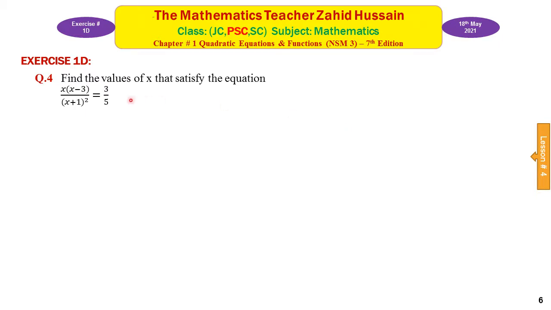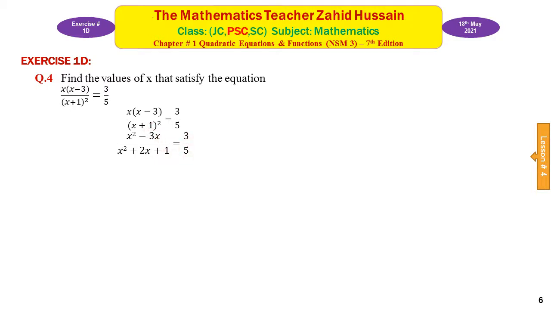Question number 4, there is only one part in this question, which is x into x minus 3 over x plus 1 whole square is equal to 3 over 5. Two fractions, one on each side. We will expand in the numerator and in the denominator. Multiplying x with x minus 3, we will get x square minus 3x. Expanding x plus 1 whole square by using the a plus b whole square formula, we will get x square plus 2ab, 2 into 1 into x, 2x, and the square of b is plus 1, equals to 3 by 5.